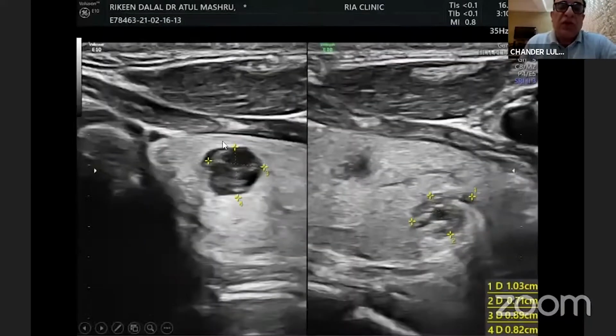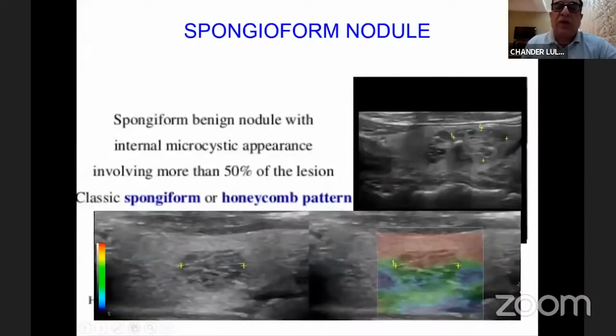Now, usually we will see multiple nodules. So these are varying types, different types. There's a complex cystic nodule. There is a nodule with peripheral cystic nodule, predominantly cystic with nodular composite, predominantly solid with cystic. But all of these did not show vascularity, and therefore they are benign nodules.